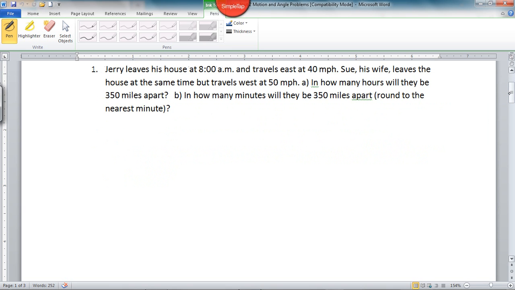Number one. Jerry leaves his house at 8 a.m. and travels east at 40 miles per hour. Sue, his wife, leaves the house at the same time but travels at 50 miles per hour. In how many hours will they be 350 miles apart? And then in part B, in how many minutes will they be 350 miles apart? And we're going to round to the nearest minute.